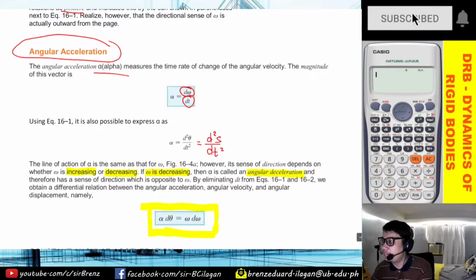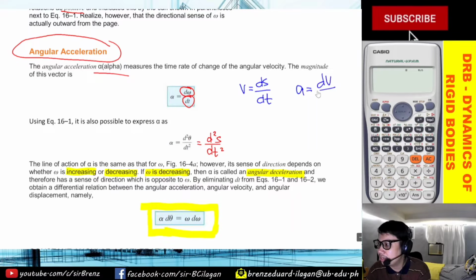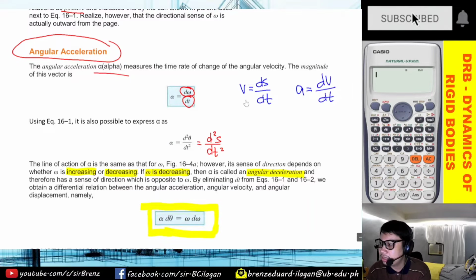So, this looks just like our rectilinear translation. Knowing that velocity is the rate of change in distance over the rate of change in time, and acceleration is the rate of change in velocity over the rate of change in time, we solve for dt. So, by cross multiplication, and on the other side, over a.